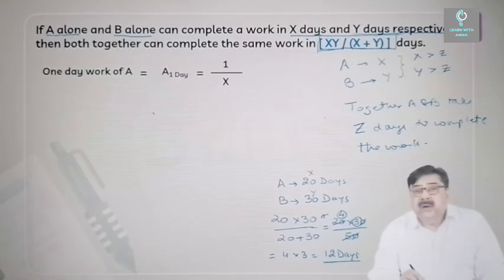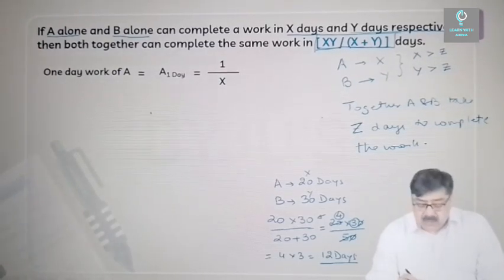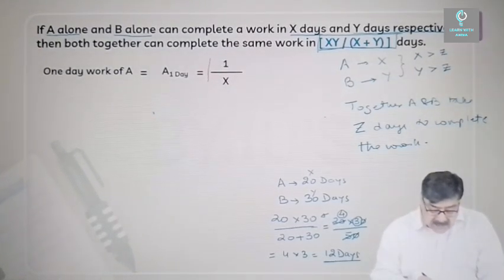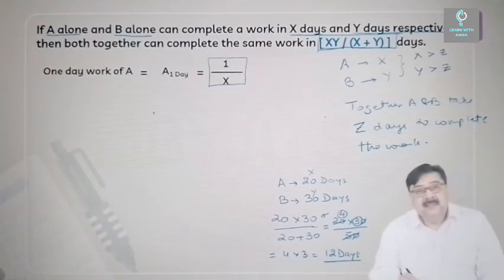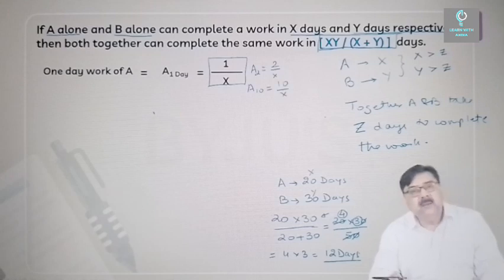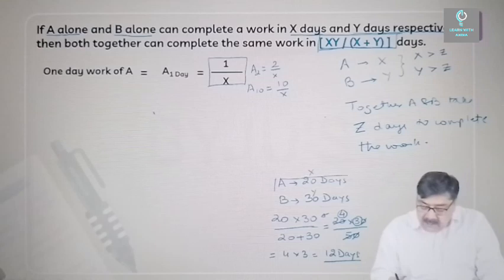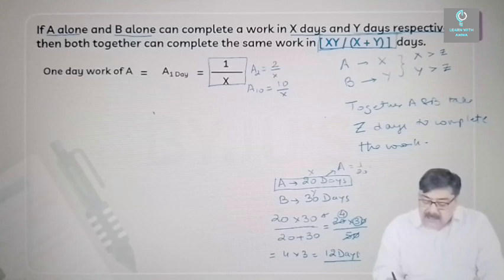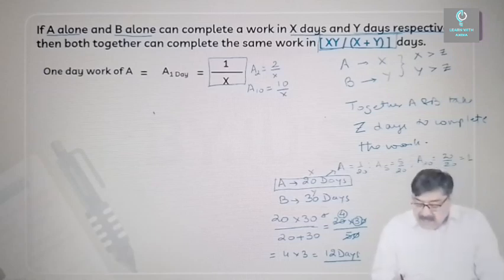Now we should also know this: if A can complete the whole work in X days, then the amount of work that A will do in one day is going to be 1 by X. So what will be 2 days work of A? It will be 2 by X. What will be 10 days work of A? It will be 10 by X, and likewise. So here if A can complete a work in 20 days, then A's 1 day work is going to be 1 by 20. A's 5 days work is going to be 5 by 20. A's 20 days work is going to be 20 by 20, that is 1 full work. Similarly for B, 1 day work is going to be 1 by 30 and so on.